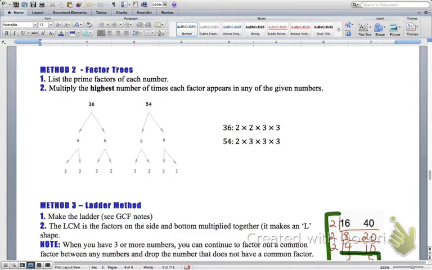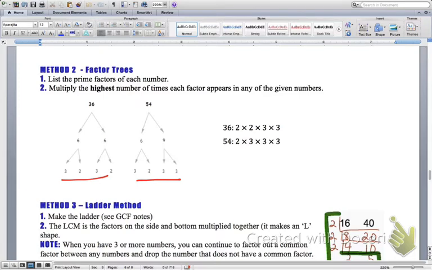So we have a factor tree for the first one and a factor tree for the second one. And what we do is, to get the GCF, we circle what's in common on each tree. But for the LCM, it's a little different. You multiply the highest number of times each factor appears in any of the given numbers.